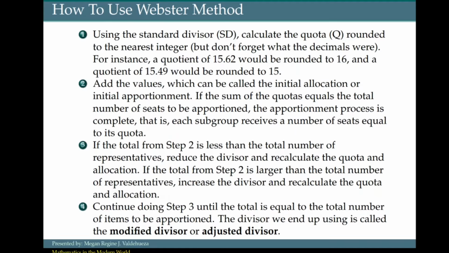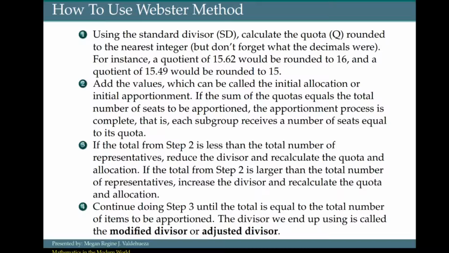To apply the Webster method, we first determine the standard divisor. That is, by dividing the total population of all the states by the total number of representatives. And then we calculate the quota and round it to the nearest integer. We add the values up, which can be called the initial allocation or initial apportionment.